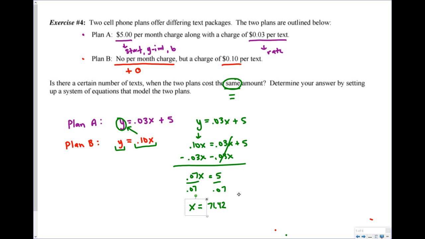But on a cell phone plan, do they charge you for half a text? Do they charge you for a fraction? No, they charge you for whole texts. So because this answer gives me a decimal, my answer to this question is going to be no. They will never charge the same amount.